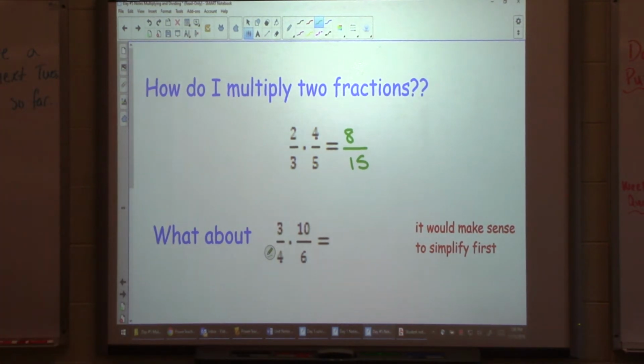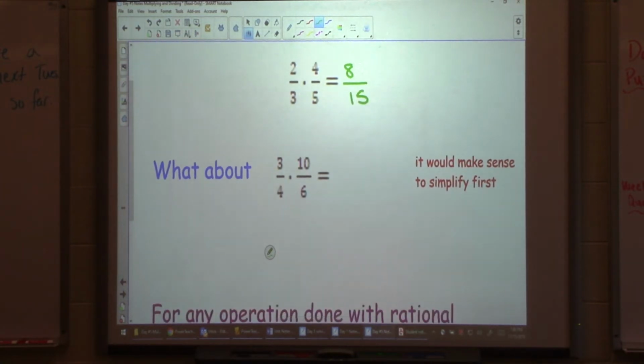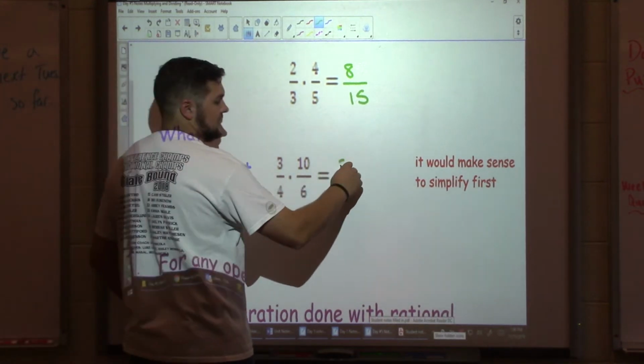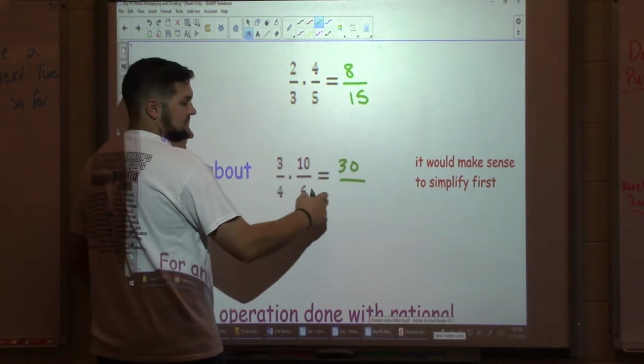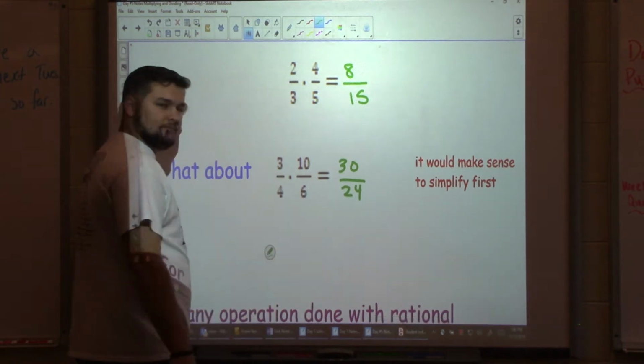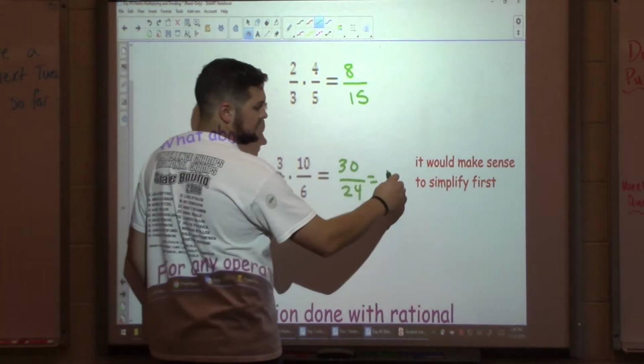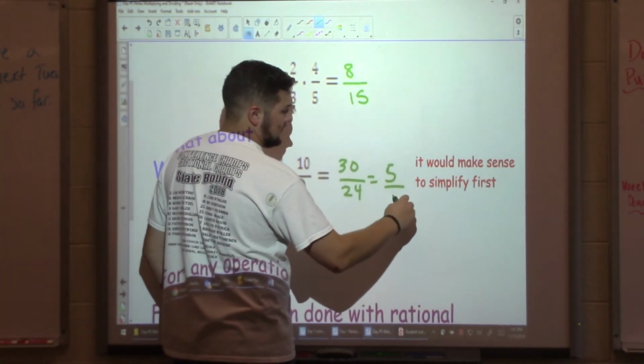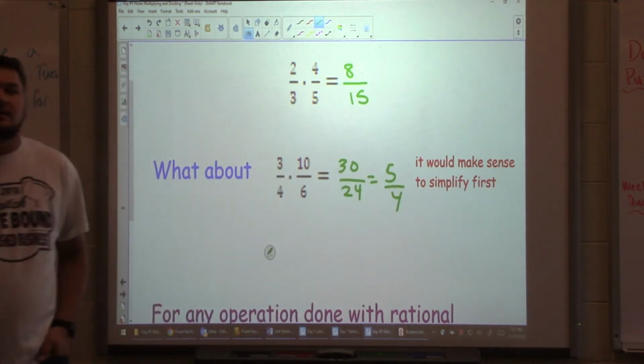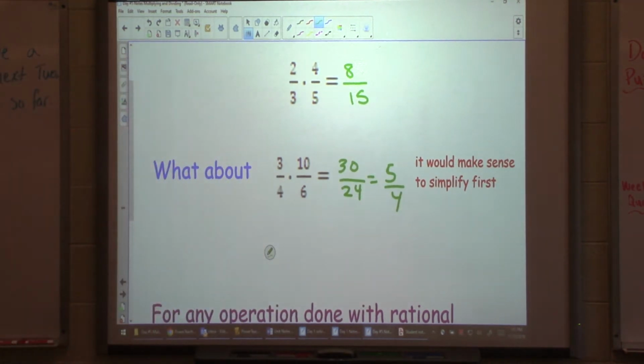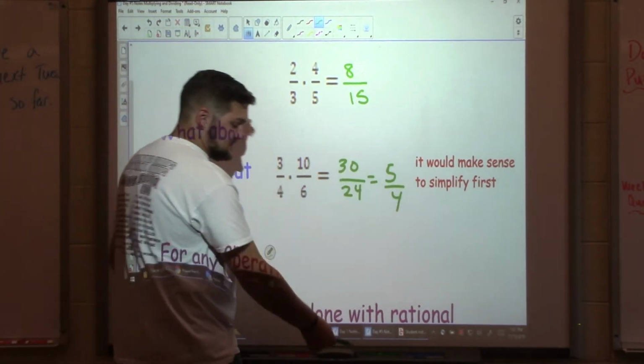What about like 3 over 4 times 10 over 6? Same thing, you multiply across. 3 times 10 is 30. 4 times 6 is 24. And that would reduce to 5 over 4, right? Now, is there a different way you could have done that? You could simplify them first.